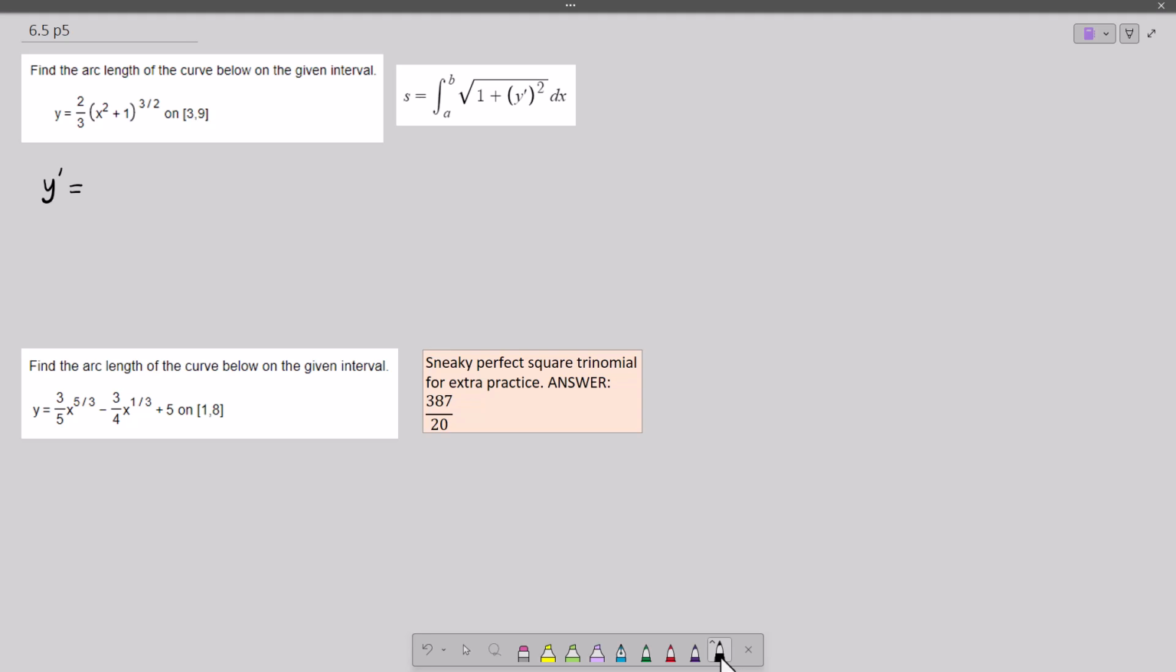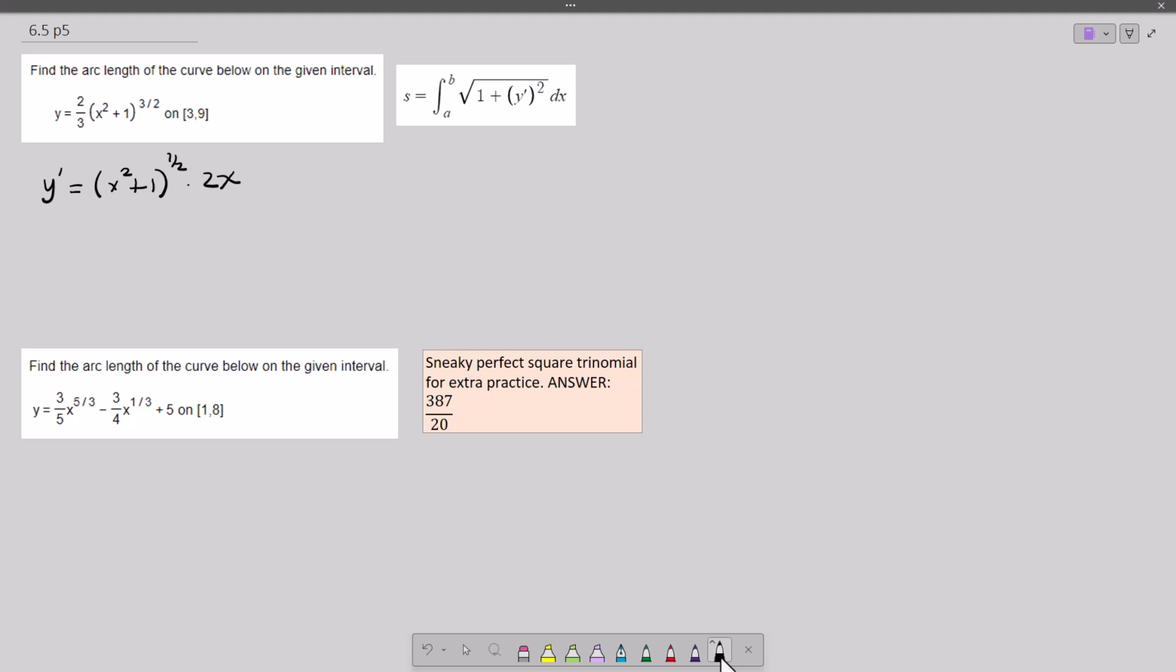So we have to find the derivative, of course. We always have to find the derivative. Let's see if you found the right derivative. 2/3 times 3/2, those are reciprocals, so they multiply to 1. So we're going to get x squared plus 1 to the half multiplied by 2x. Chain rule. That makes sense? Remember the chain rule? All right.